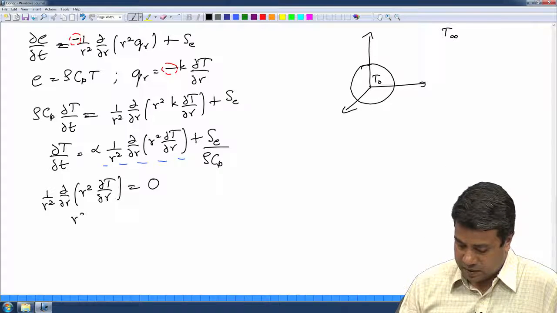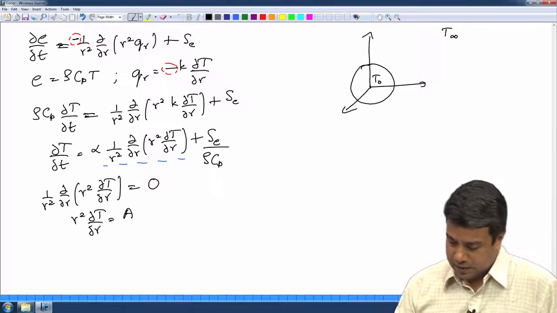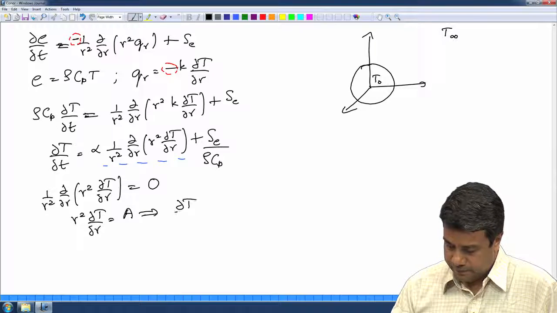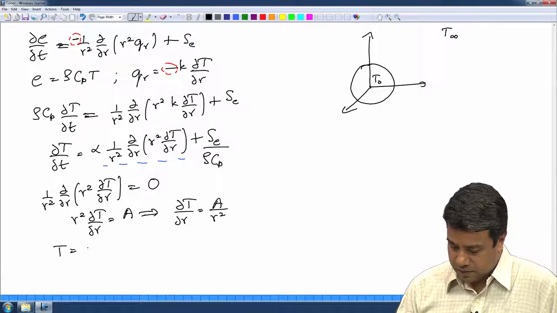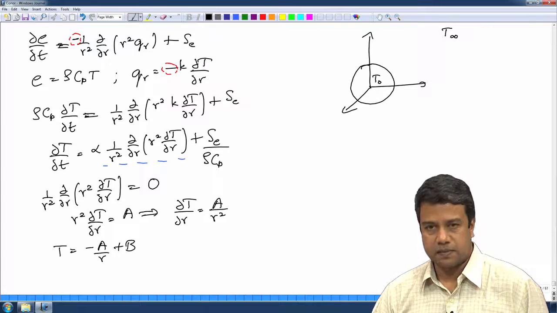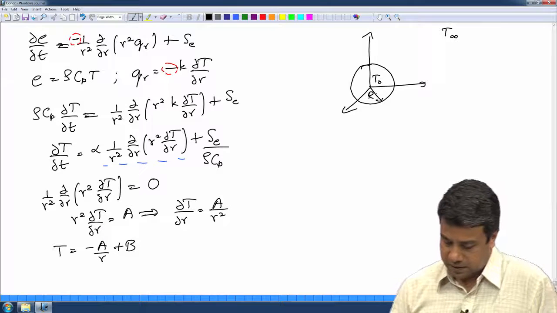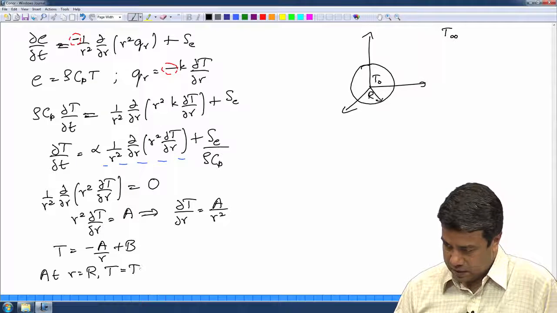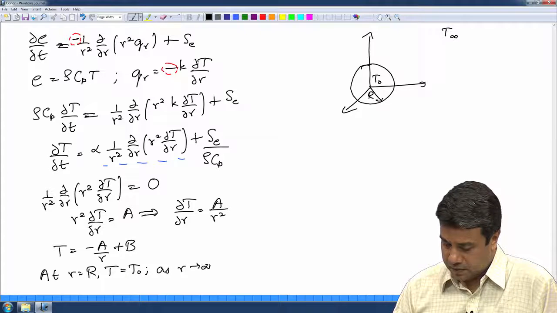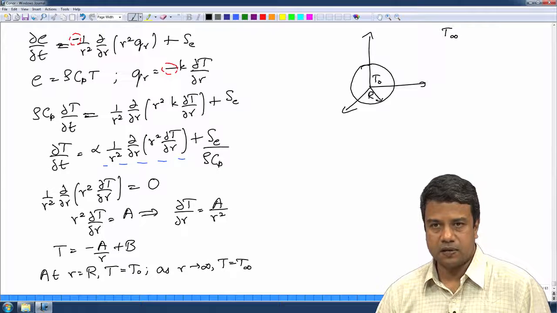Or if I integrate once, r square dT by dr is equal to some constant a. Therefore, T will be equal to minus a by r plus b. Minus a by r plus b is going to be the temperature. Now, at r is equal to R, we know that T is equal to T naught, and as r goes to infinity, T is equal to T infinity. From this, we can calculate the two constants a and b.